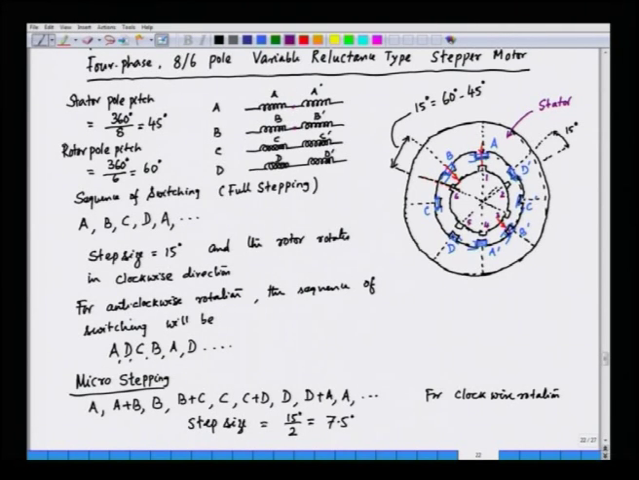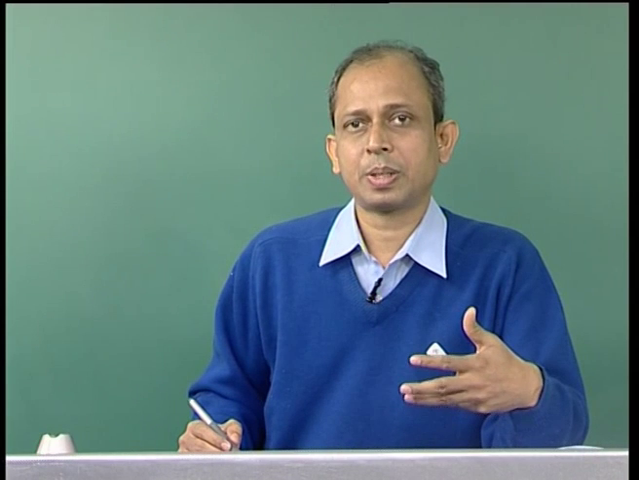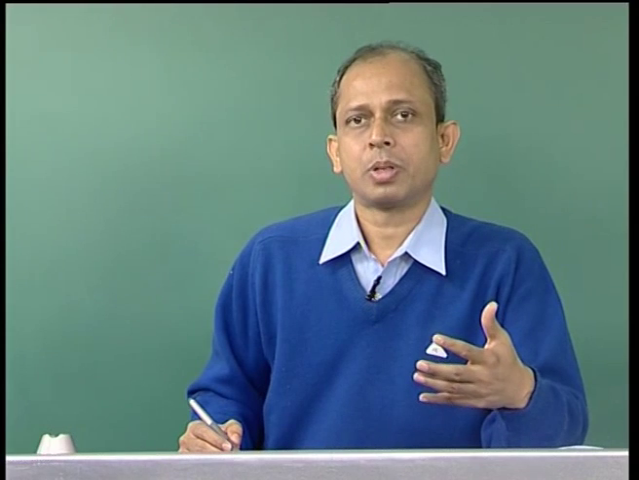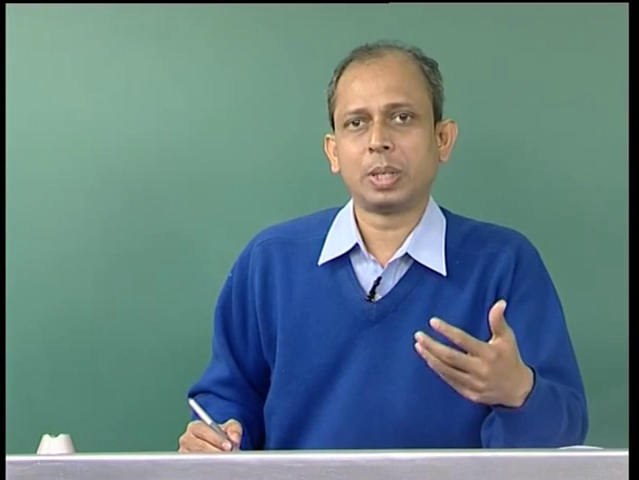Similarly, C and C prime are the 2 poles and they have 2 windings and they are series connected, C and C prime, that is the phase C. And then we have D and D prime, which are the 2 poles and they have 2 windings and they are also series connected, the D and D prime winding. So, in fact, here we have 4 different phases, and we have to switch these 4 phases for the motor to rotate. Now, let us see the pole pitch of the stator and pole pitch of the rotor.